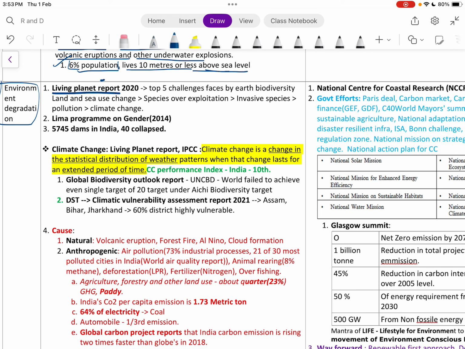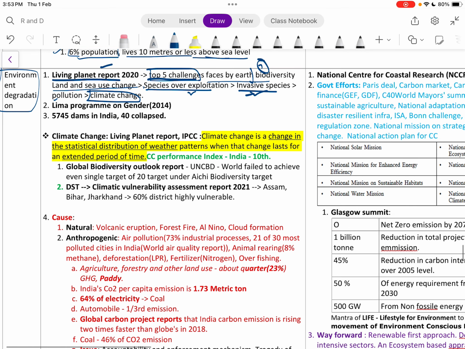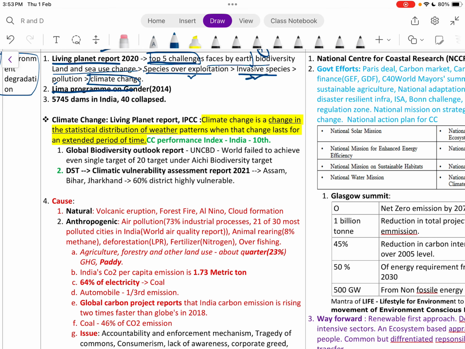Living Planet Report 2020: the top five challenges faced by the Earth. Number one is biodiversity and land and sea use change, then species overexploitation, invasive species, pollution, and the fifth biggest challenge is climate change.